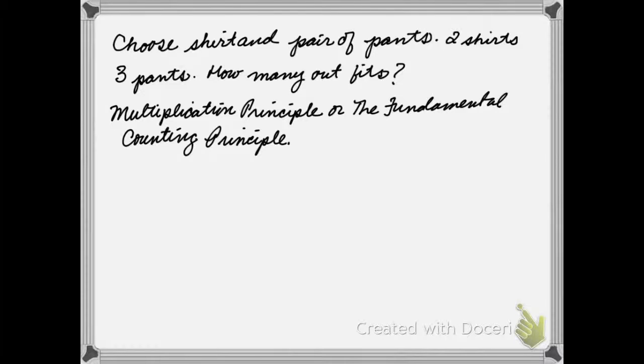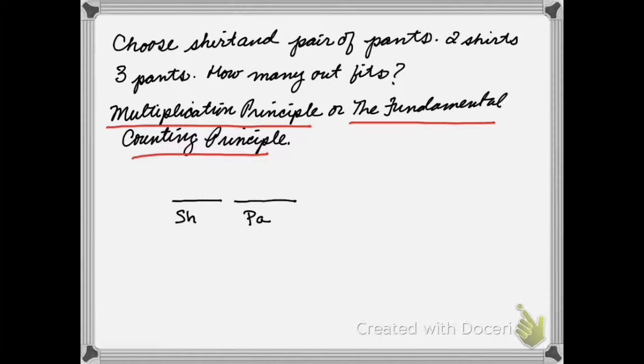This is the multiplication principle, or the fundamental counting principle. It's the same principle but different ways of referring to it. And in this case, we simply are going to look at how many spots there are to fill and how many ways there are to fill each spot. So the spots are shirts and pants, and there's 2 ways for a shirt and there's 3 ways for pants, so that's a total of 6.